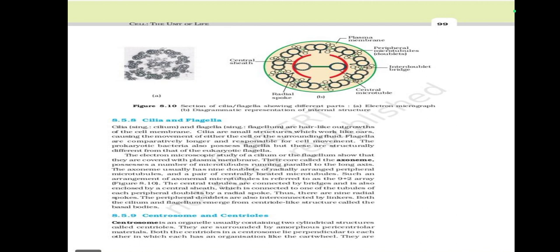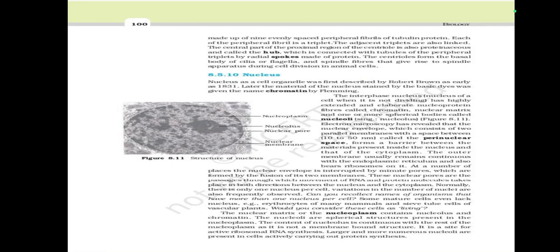Each has an organization like a cartwheel. They are made up of nine evenly spaced peripheral fibrils of tubulin protein. Each of the peripheral fibrils is a triplet. The adjacent triplets are also linked.